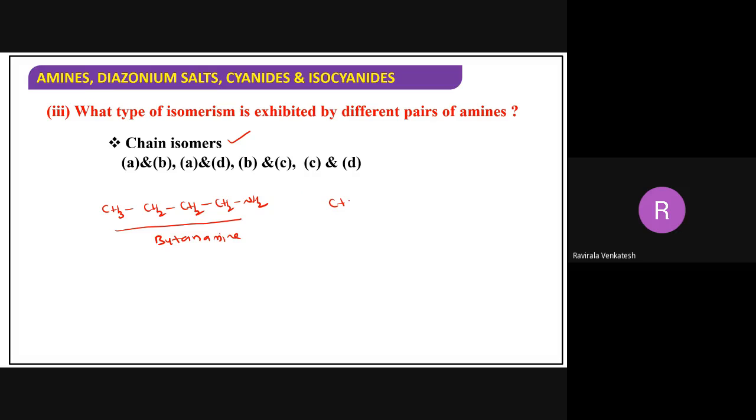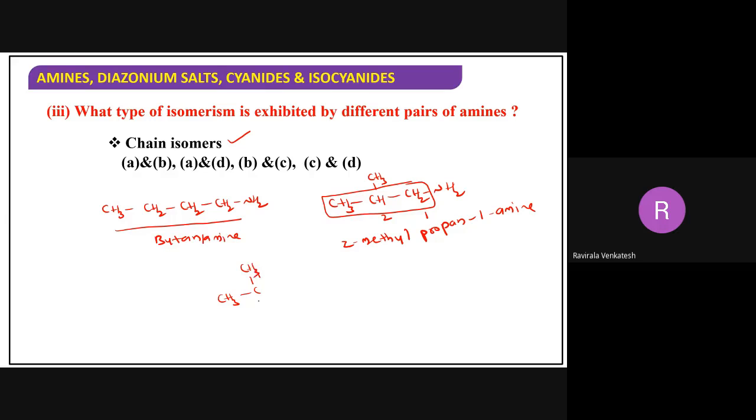Now one more I am writing here. CH3, CH3, CH2, NH2. This is called butanamine. What do you call it? Butane 1 amine. Right? Now this chain is containing how many carbons? 3 carbons. This is called what? 1, 2. 2-methyl propan 1 amine. One more also we can write here. CH3, this one, and CH3, NH2.